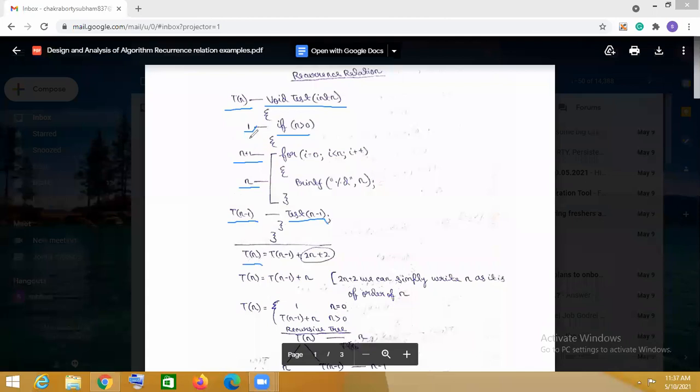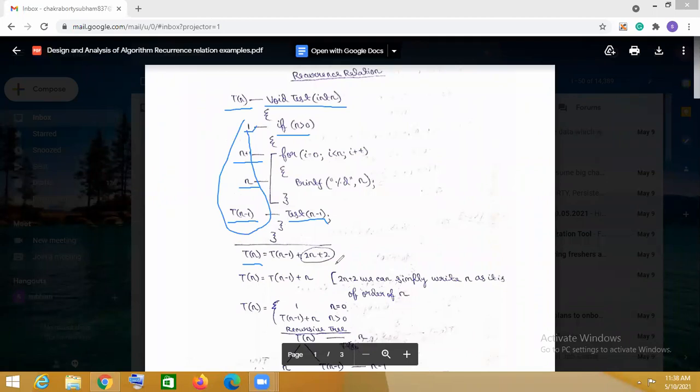So T(n) is equal to this whole: 1 plus n plus 1 plus n plus T(n minus 1). This will be equal to T(n) because T(n) is the whole time. Adding these values, we can say T(n) equals T(n minus 1) plus 2n plus 2. This is the total time.